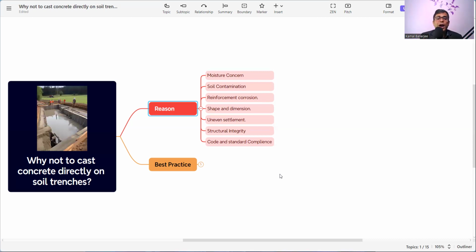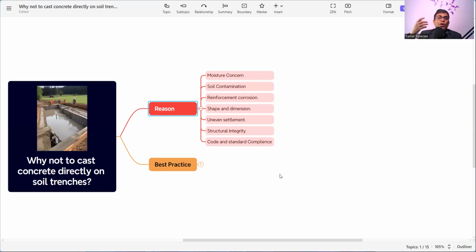Then another thing, we have uneven settlement. That can happen if we are pouring directly onto the soil. If there is undulation in the soil, then there will be uneven settlement, and if there is differential settlement, cracks will come in the concrete, and then the foundation will not be stable. If the foundation is not stable, we are not getting the desired bearing capacity, so we cannot provide structural integrity, which is the next part.